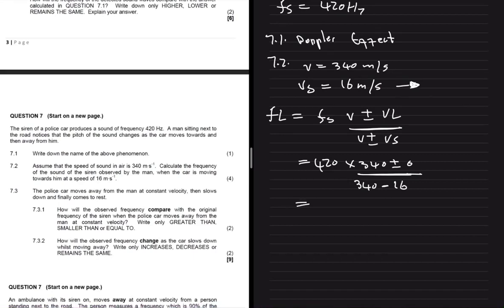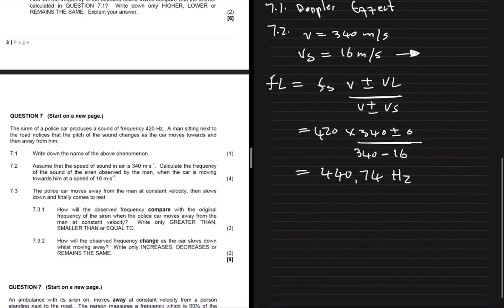Now it's just a matter of putting it into the calculator. We have 420 multiplied by 340 plus or minus 0, so we don't have to put anything there. Then we have 340 minus 16, which is going to be 440.74 hertz. Yeah, that is it.